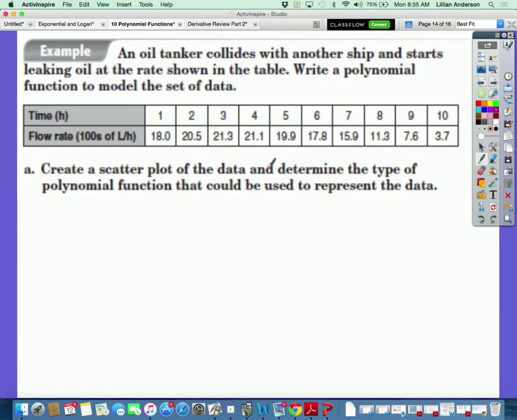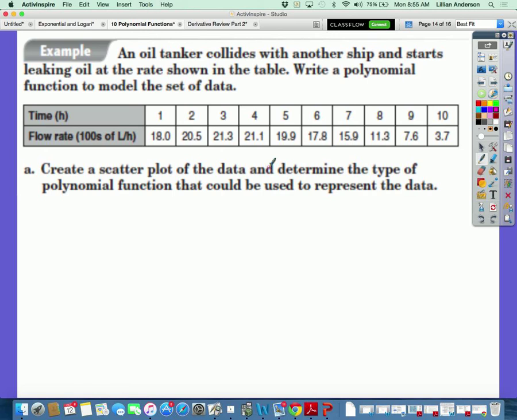So by the end of this, you should be able to find polynomial functions based off of some data that you're given. Okay? So everyone has this example, right? Okay, I just want to make sure I copied the right one.